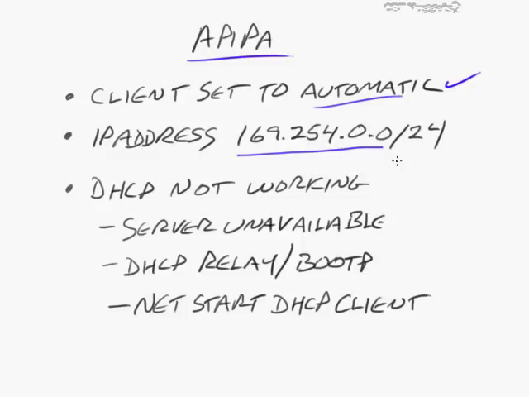This could be for a number of reasons. Number one, maybe the DHCP server just simply isn't working. The server is unavailable. Maybe the service for the DHCP server hung, and somebody needs to go back over there and restart it. It could also be that we don't have a DHCP relay or BOOTP. Let me show you what that's about here as well.